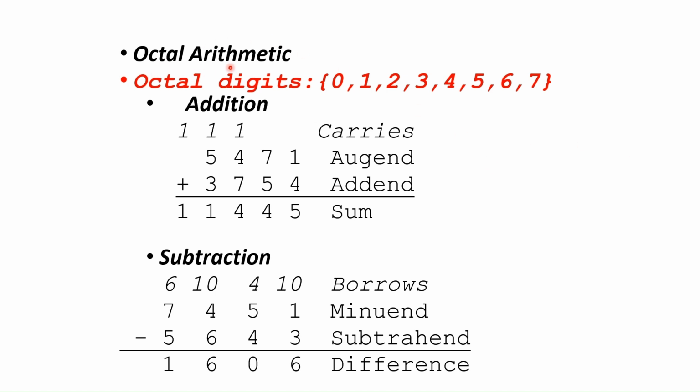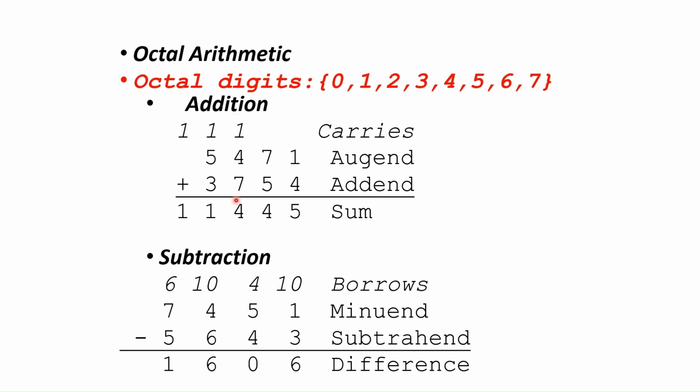Let's see the octal arithmetic. Octal digits are 8 digits, 0, 1, 2, 3, 4, 5, 6, 7. So we will be adding the augend with the addend. So 1 plus 4 is 5. 7 plus 5 is 12. 12 in decimal is 14 in octal, right? So 4 you write here, 1 goes here.